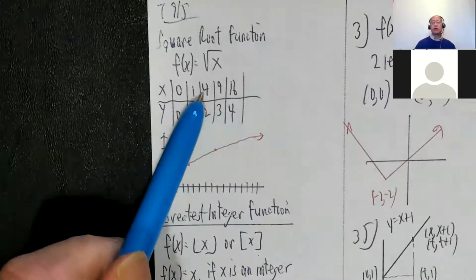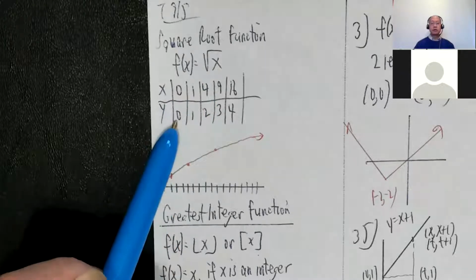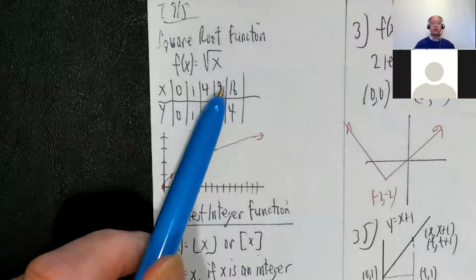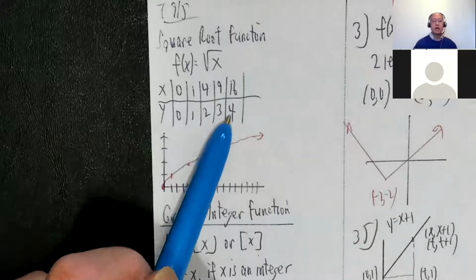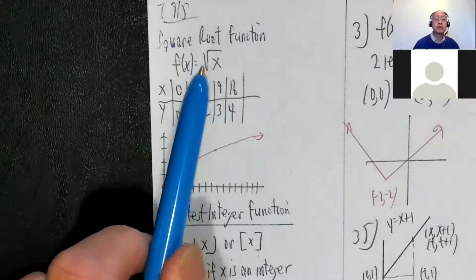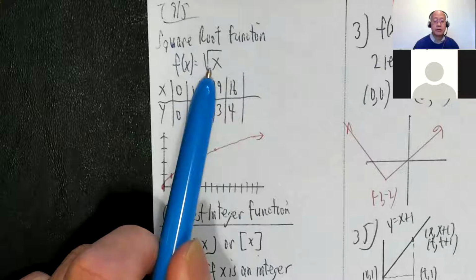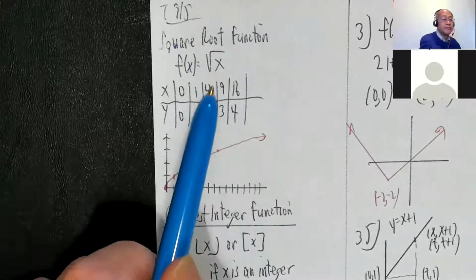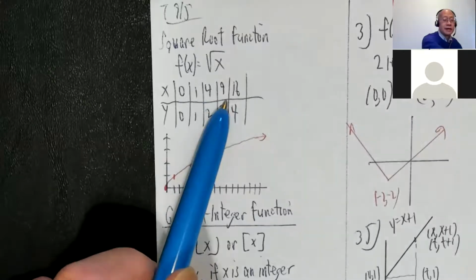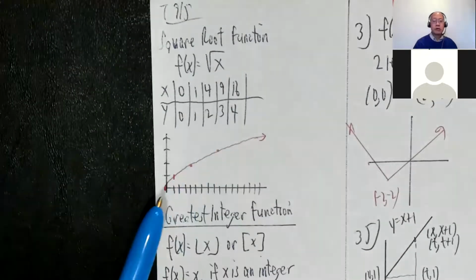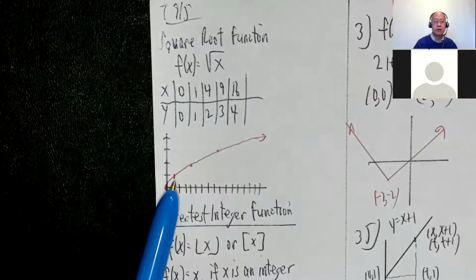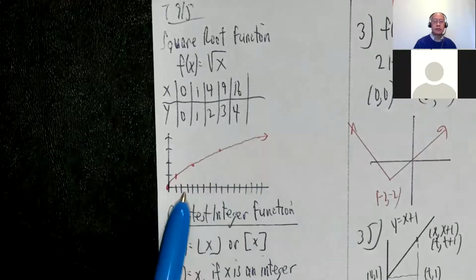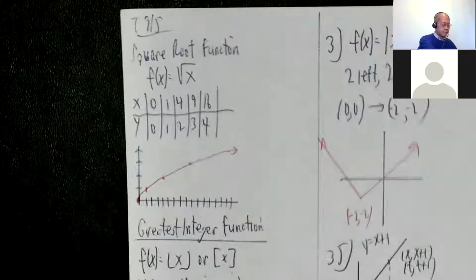So I made a table of quote unquote nice values. Square root of 0 is 0, square root of 1 is 1, square root of 4 is 2, square root of 9 is 3, square root of 16 is 4, and so on. Yes, there is a square root of 2, and of 3, but they're not nice, they're irrational. The same goes for the square roots of 5, 6, 7, and 8. You can punch them in your calculator if you wish. So I plotted (0,0), (1,1), (4,2), (9,3), (16,4), and it curves like that. So that's a quick sketch of the square root function.